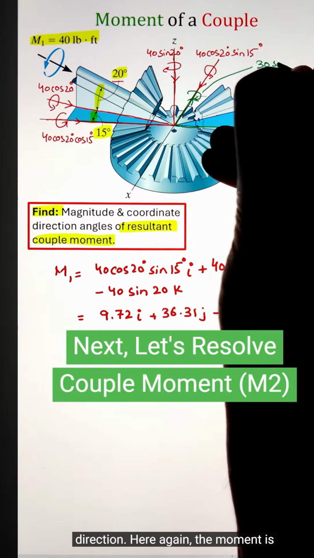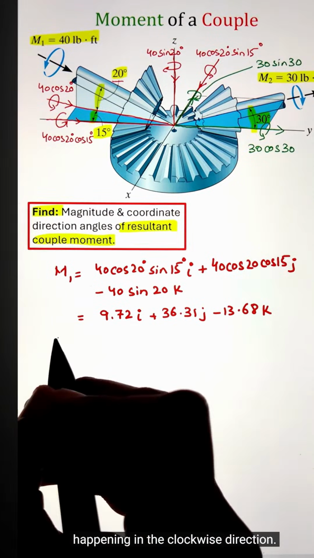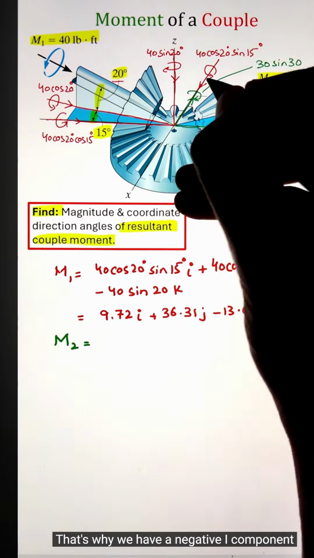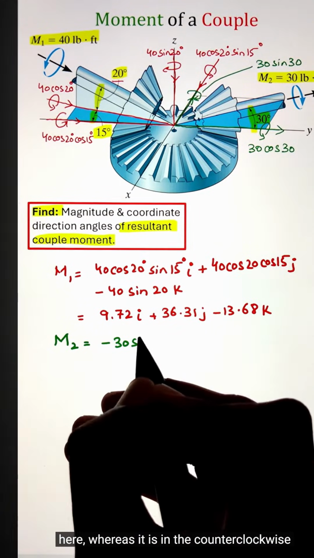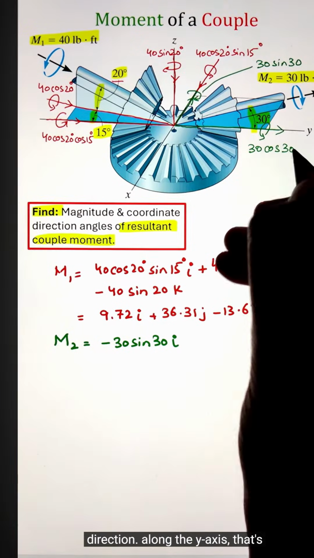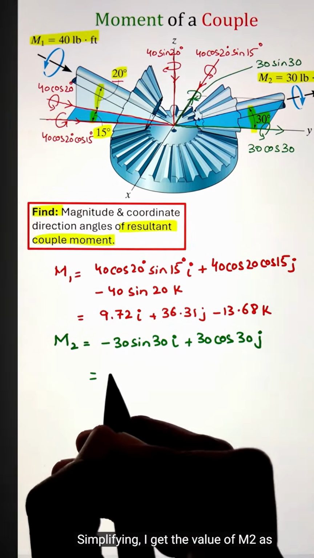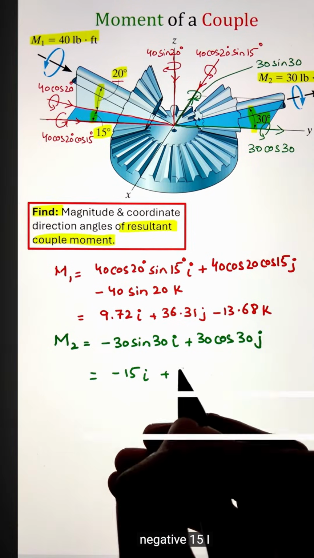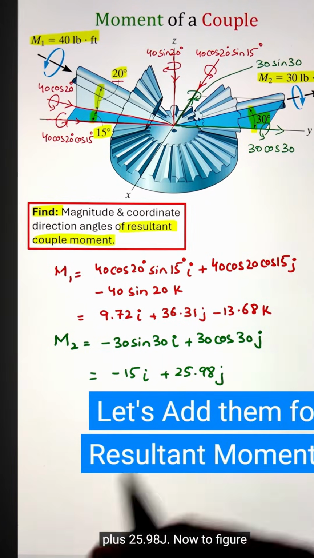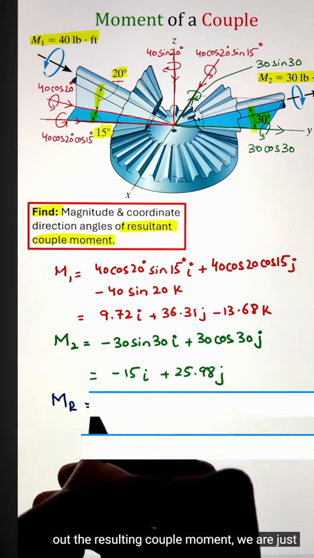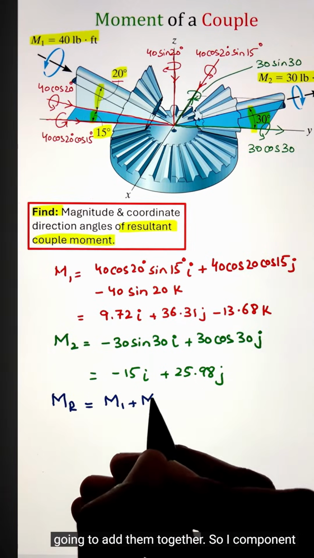Here again, the moment is happening in the clockwise direction, that's why we have a negative i component here, whereas it is in the counterclockwise direction along the y-axis, that's why I have the positive component. Simplifying, I get the value of M2 as negative 15i plus 25.98j. Now to figure out the resultant couple moment, we are just going to add them together.